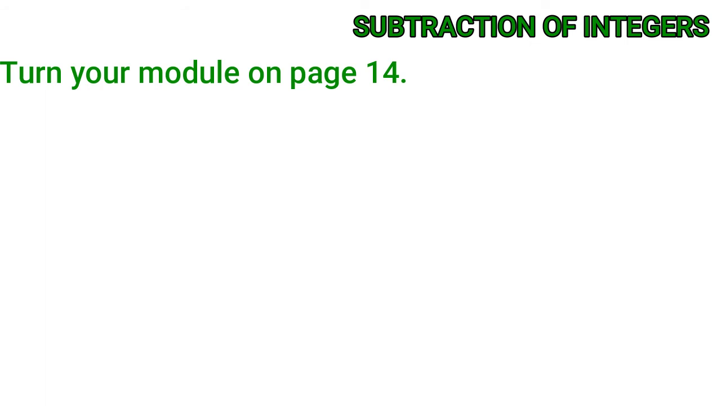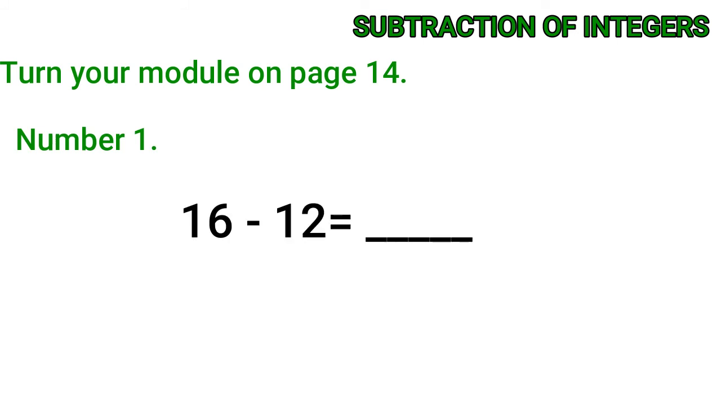Kindly turn your module to page 14 and let's answer number 1. 16 minus 12. Keep the 16. Change the subtraction sign to addition and change also the sign of the second integer. And follow the addition rule. So, we have 16 plus negative 12 is positive 4.